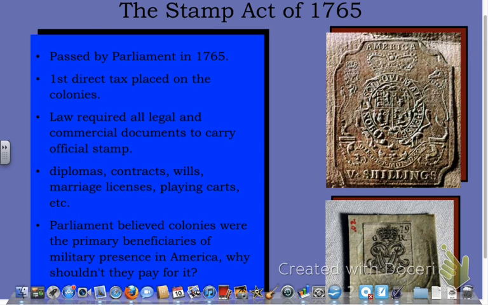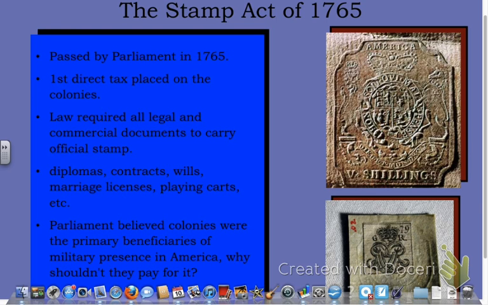Parliament believed that the colonies were the primary beneficiaries of the military presence. Why shouldn't they pay for it? The stamp tax was a new type of tax on the colonies. The sugar tax was an indirect tax on imported goods. Its main impact was felt mostly by the colonial merchants. The stamp tax was a tax applied within the colonies. It had a direct impact on all colonists. To make matters worse, the tax had to be paid with silver coin, which was rare in the colonies.